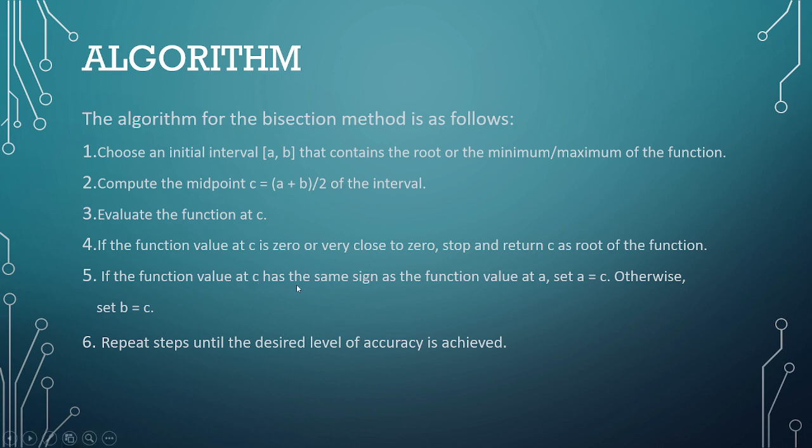If the value of C has the same sign as the function value at A, set A equal to C, or set B equal to C. We repeat the steps until we get the value at C as 0.